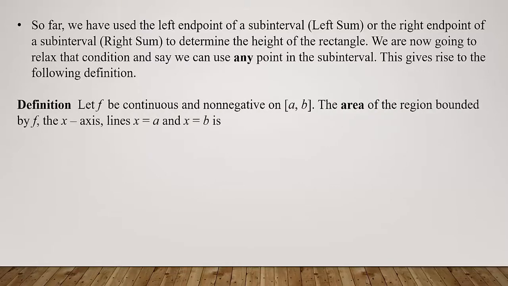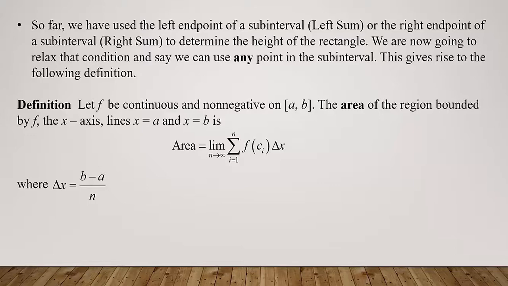If your function is continuous and non-negative on the closed interval [a, b], then the area of the region bounded by the graph of the function, the x-axis, and the lines x equals a and x equals b is given by the limit as n goes to infinity of the sum from i equals 1 to n of f of c sub i times delta x. And here delta x is (b minus a) over n. So it's saying we're letting the number of rectangles go to infinity. That's the limit as n goes to infinity. Here we have f of c sub i, where c sub i is any point in a subinterval.